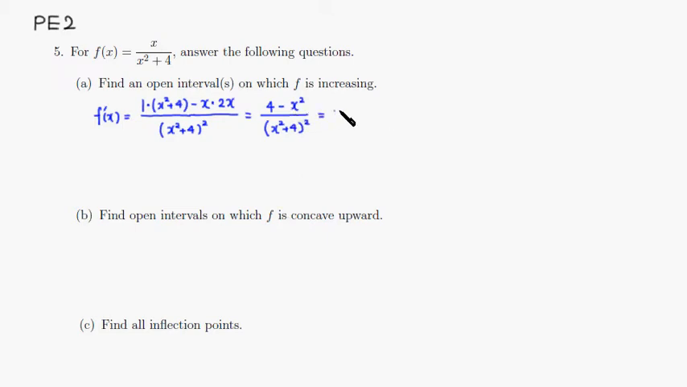So we can factor this into 2 plus x times the quantity 2 minus x, all over the quantity x squared plus 4, squared. We set that equal to 0, so we can find the two critical numbers. x is equal to negative 2 and positive 2, so plus or minus 2. Those are our critical numbers. Then we can do a number line.